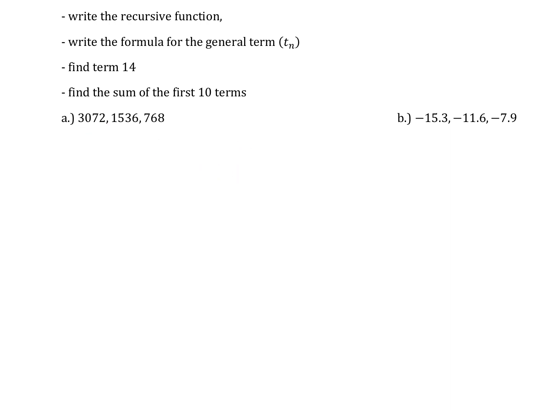Let's try for geometric. How do I do that? I'm going to say this one divided by this one, 1536 divided by 3072. 0.5, that's sounding hopeful. Then I'm going to say this one divided by this one.